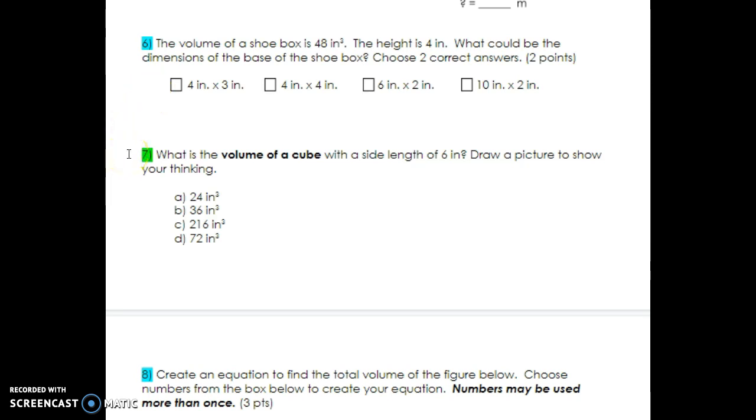Number 7, what is the volume of a cube with a side length of 6 inches? Draw a picture to show your thinking. So draw a picture of a cube that has side lengths of 6 inches and find the volume of it.